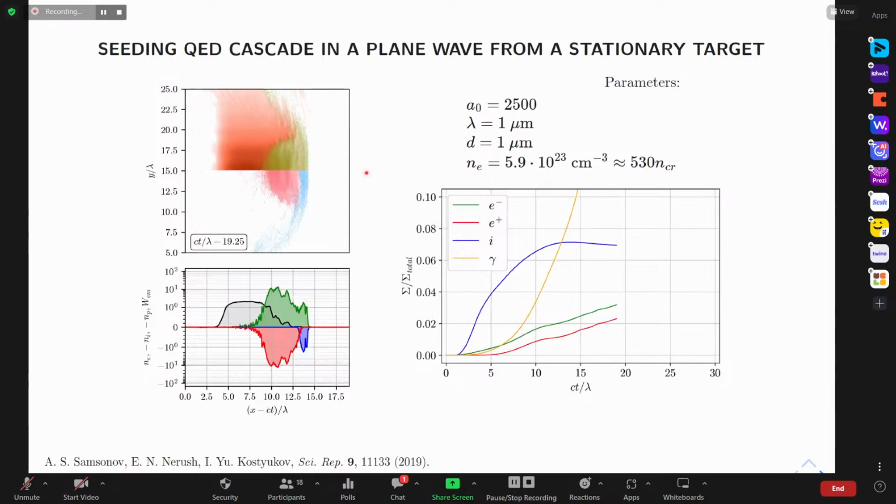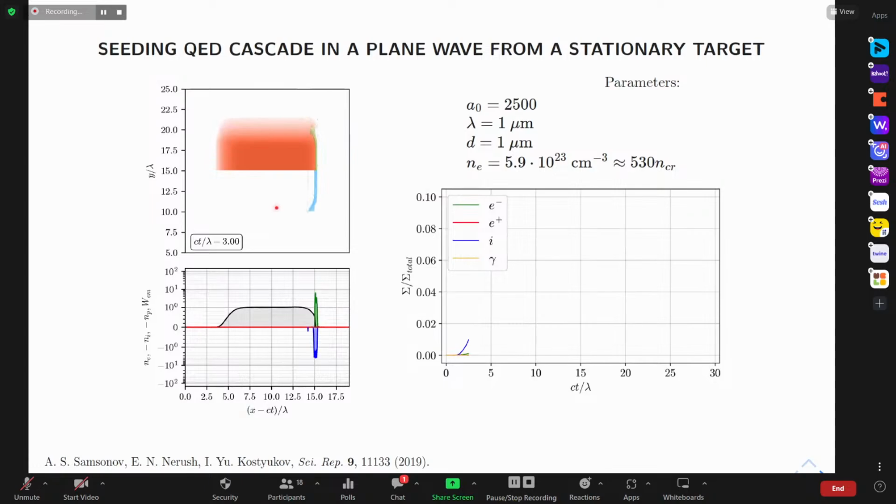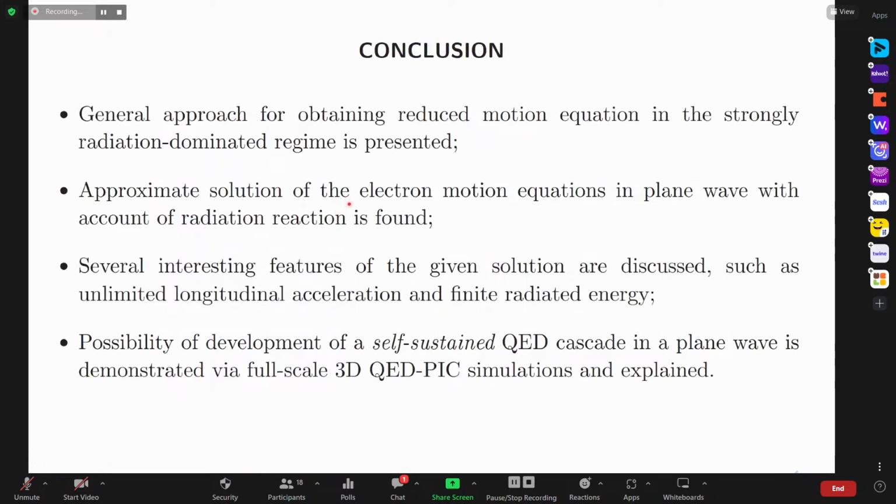And in that case, with sufficiently large intensity and density of the seed, this cascade is able to develop. So let me conclude. I showed a general approach which can be used to simplify motion equations in a strong radiation-dominated regime. I then applied this approach to find an approximate solution to the problem of electron motion in a plane wave with a counter radiation reaction. And I discussed several interesting features, such as unlimited longitudinal acceleration and finite radiated energy. And finally, I explained how a self-sustained QED cascade can actually develop in a plane wave.